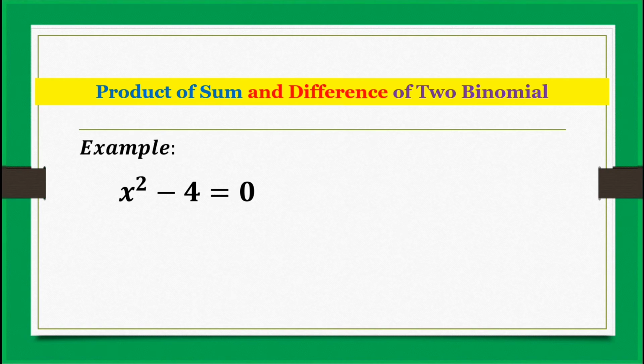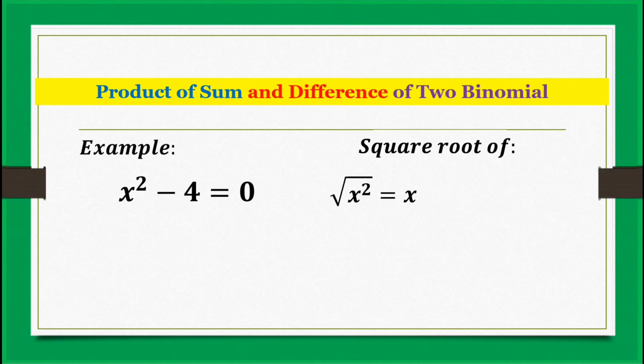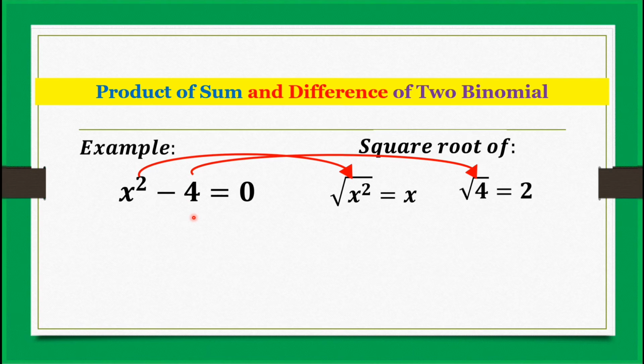For example, the given quadratic equation is x squared minus 4 equals 0. First, let us get the square root of x squared or the quadratic term. Square root of x squared equals x. How about the square root of the constant term or the last term? Square root of 4 equals 2.